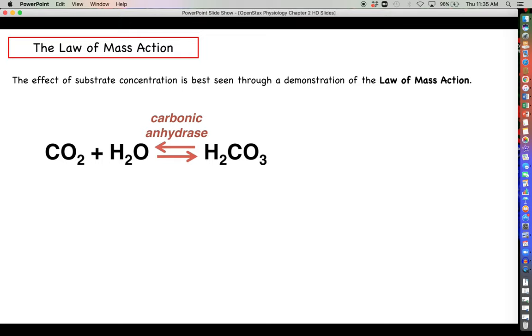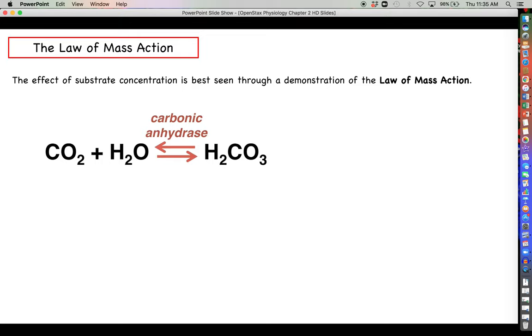So now we can come to appreciate that this reaction is catalyzed by an enzyme called carbonic anhydrase. This enzyme is mostly found inside of your red blood cells. So that enzyme is in the right place to make sure that we are regulating the pH of the blood well.